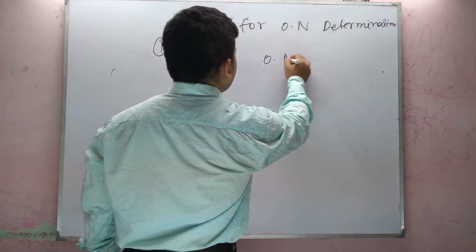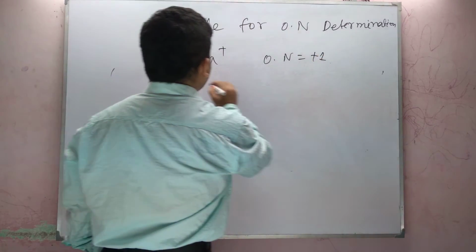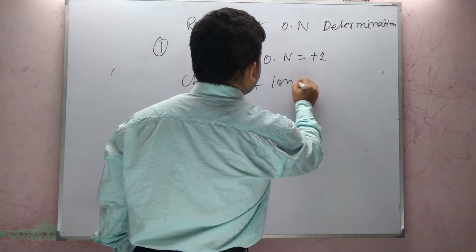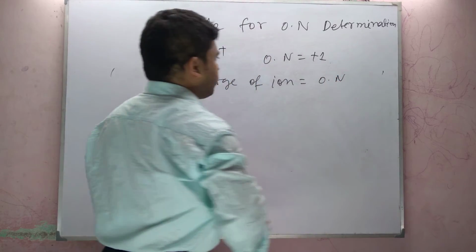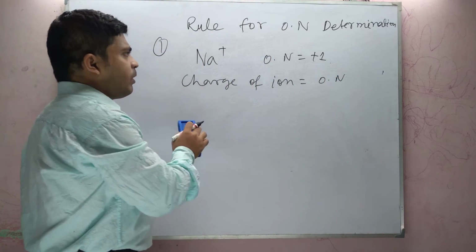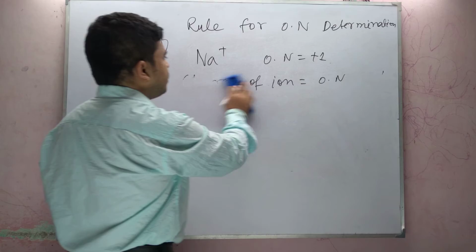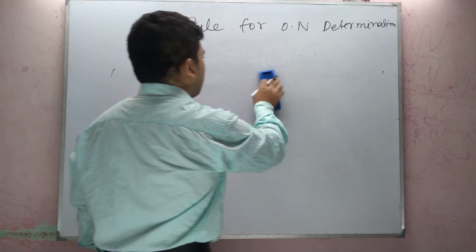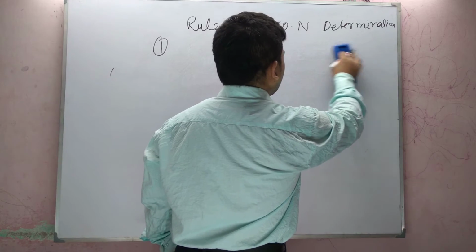And for the oxidation number of ions, for sodium ion Na+, its oxidation number is +1, because the charge of the ion equals the oxidation number. So these are the main rules for determining the oxidation number of an element in a compound.